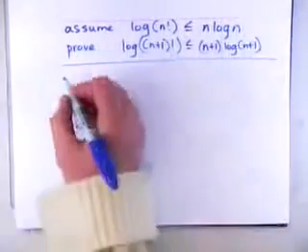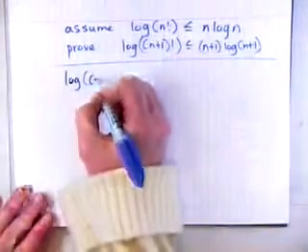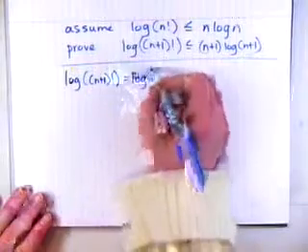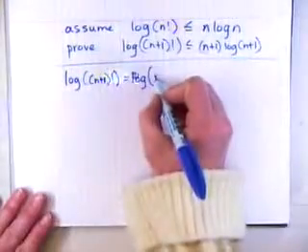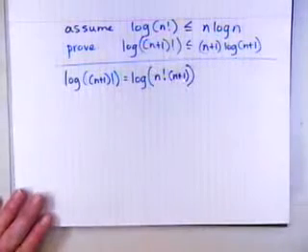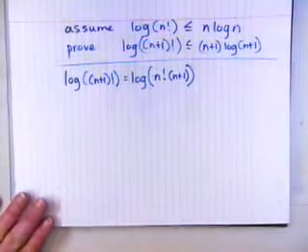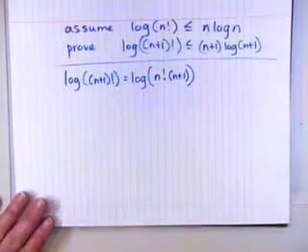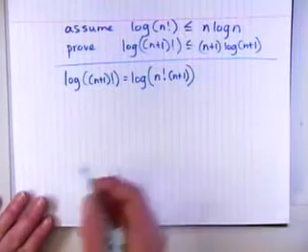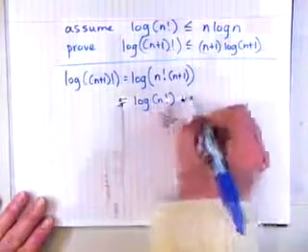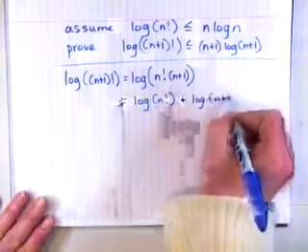So if I start out with log of n plus 1 factorial, n plus 1 factorial can be written as n factorial times n plus 1. Let's go ahead and do it inside the parentheses. Right? n plus 1 factorial is n factorial times n plus 1. Then I can break those up because that's the log of a product. That's log of n factorial plus log of n plus 1.